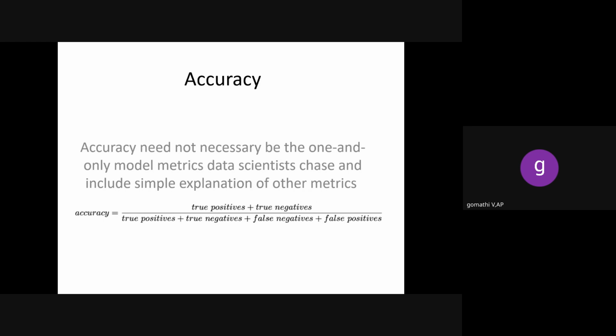So the first one is accuracy. Accuracy is mainly used to find the correct instances from the total instances. The formula is true positive plus true negative divided by true positive plus true negative plus false negative plus false positive.